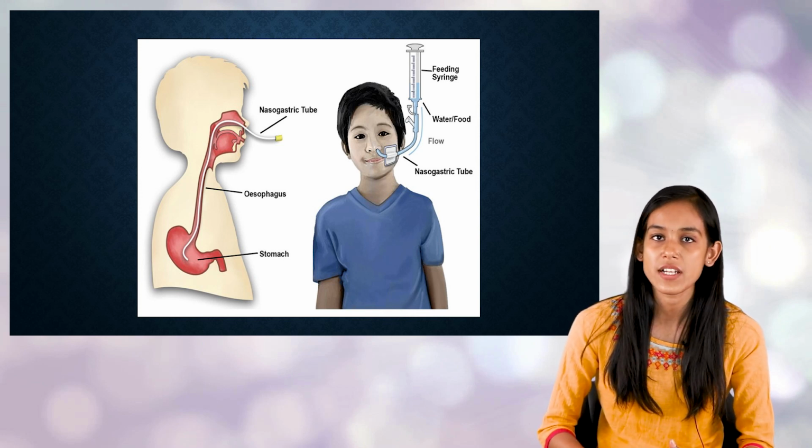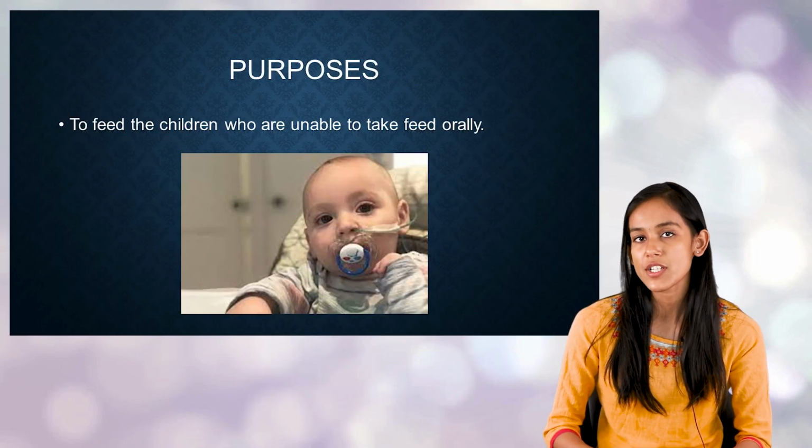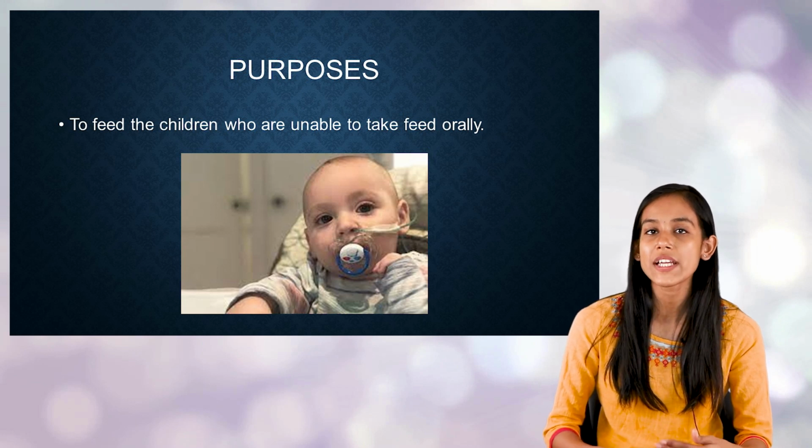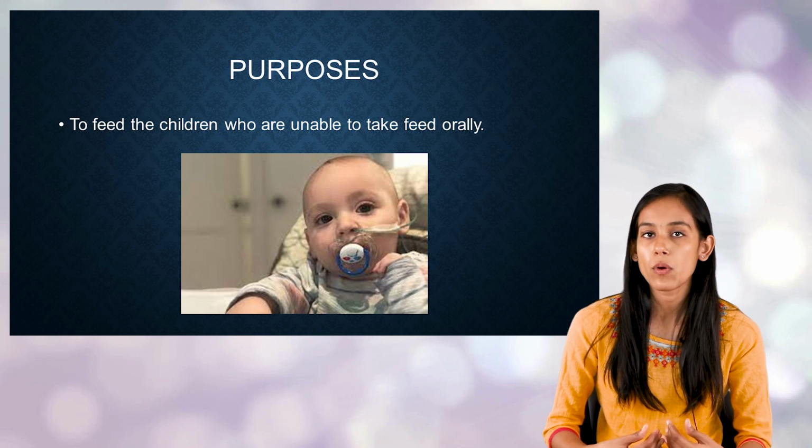we are going to provide all these to the child. Now, why do we need an artificial method to provide nutrients, and what is the purpose of using this NG tube or nasogastric tube? So let us see what the purposes of nasogastric tube feeding are. Definitely the first one is to feed the children who are not able to take feed orally.